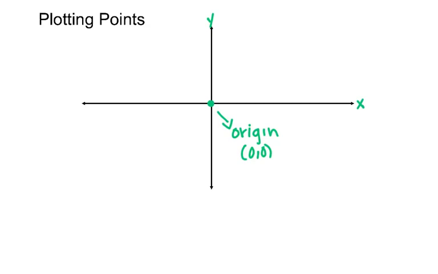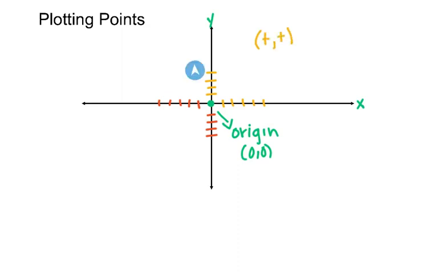So the numbers this direction on the x-axis are positive x values. The numbers this way are negative x values. Same thing for the y-axis. As you count up, those numbers get positive, and as you count down, those numbers get negative. So if I were to plot a point in this quadrant, this is called quadrant 1, then I would have both positive x values and positive y values.